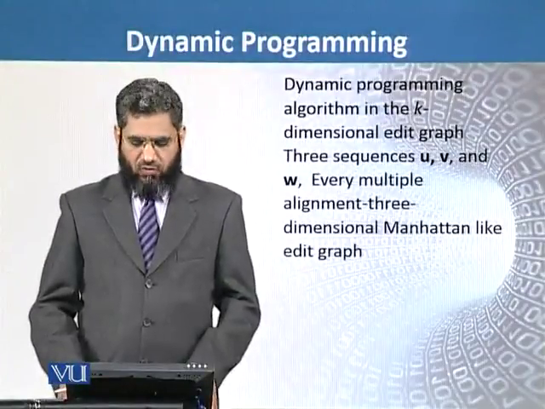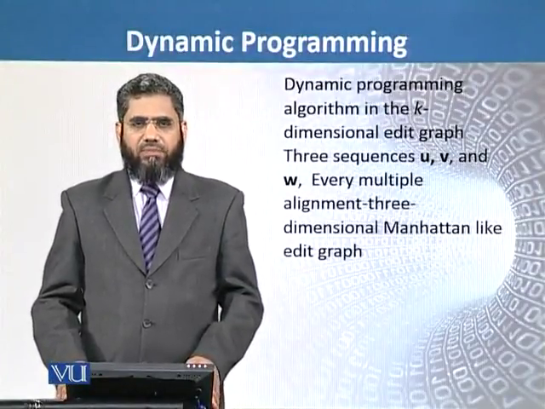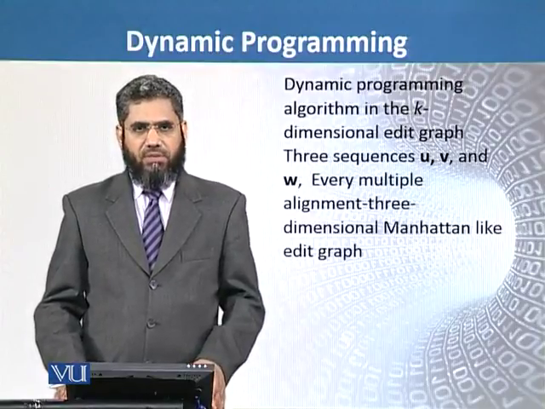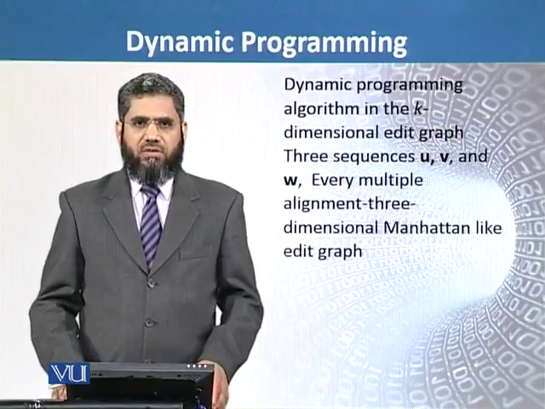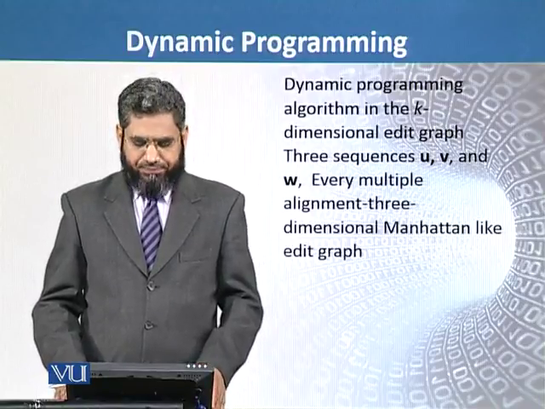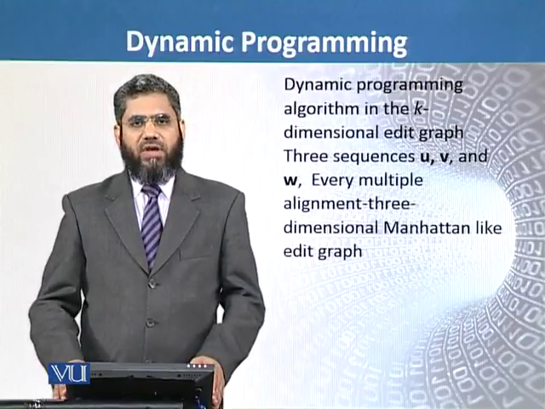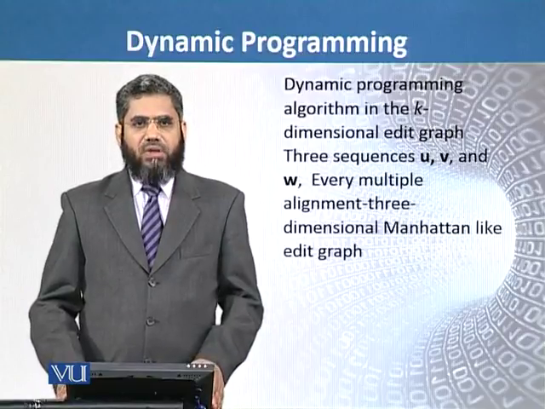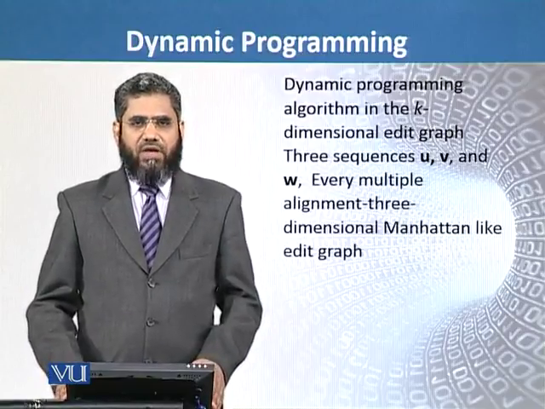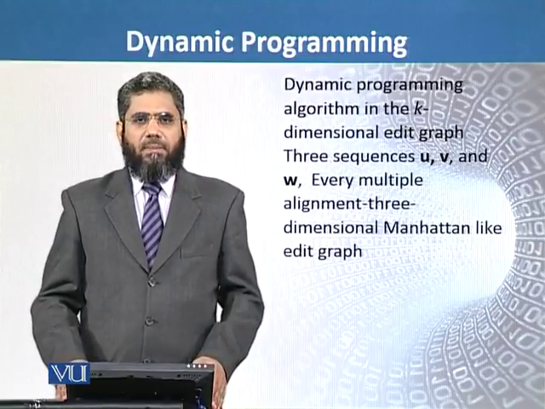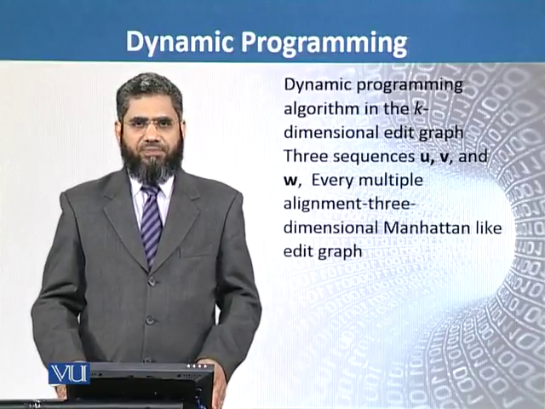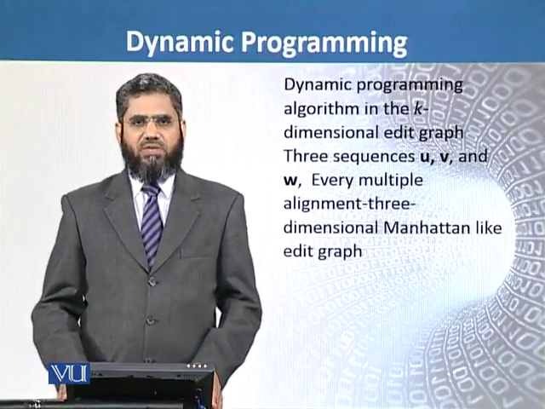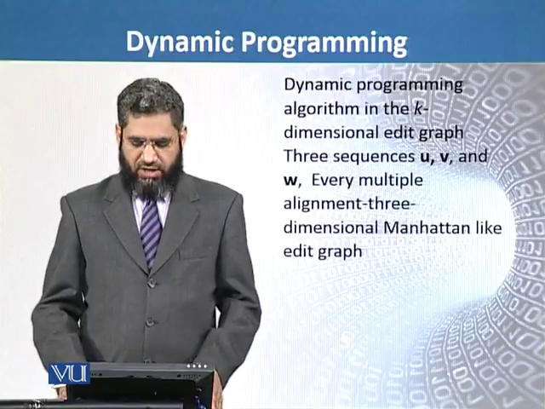A simple and straightforward dynamic programming algorithm, using the k elements in the k-dimensional edit graph, will result in the multiple sequence alignment. So for example, if we have the three sequences U, V and W, then we will use the same strategy as we have used before for the Manhattan-like edit graph, in which there were only two dimensions, I and J. So in this case we have the three dimensions I, J and K.